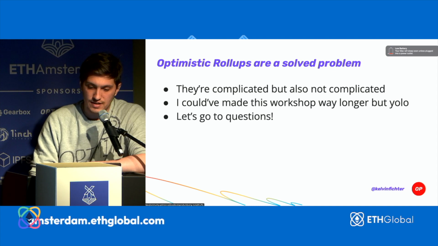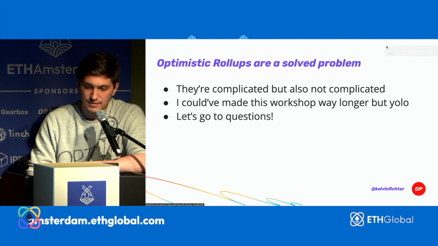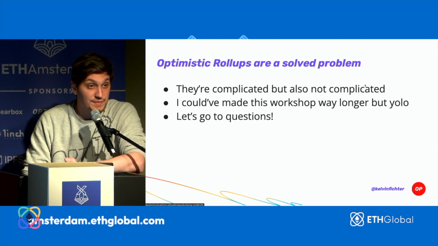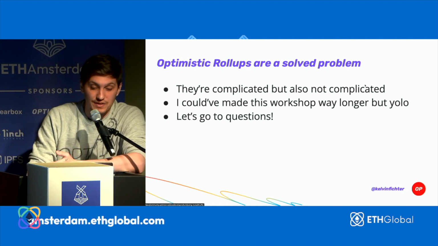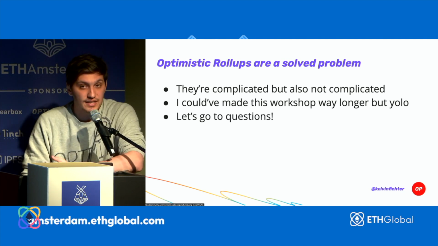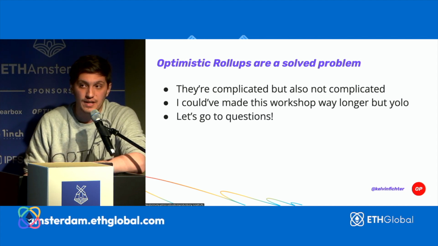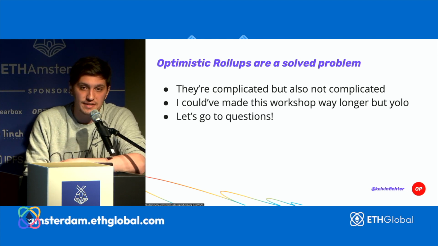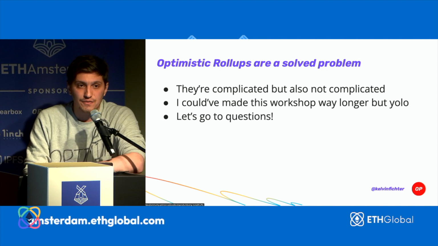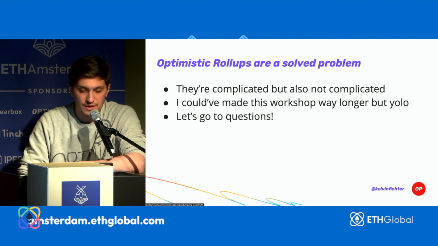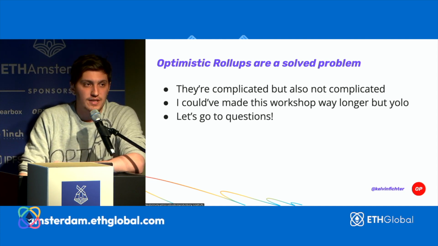And then, whatever. So optimistic rollups are a solved problem. I think this is actually very true. They're complicated, but not really in a lot of ways. That architecture that we were describing is actually very, very straightforward. And the changes that we made to Geth are less than 400 lines of code total. I could have gone on for way, way longer, but I won't. So we can go to questions.